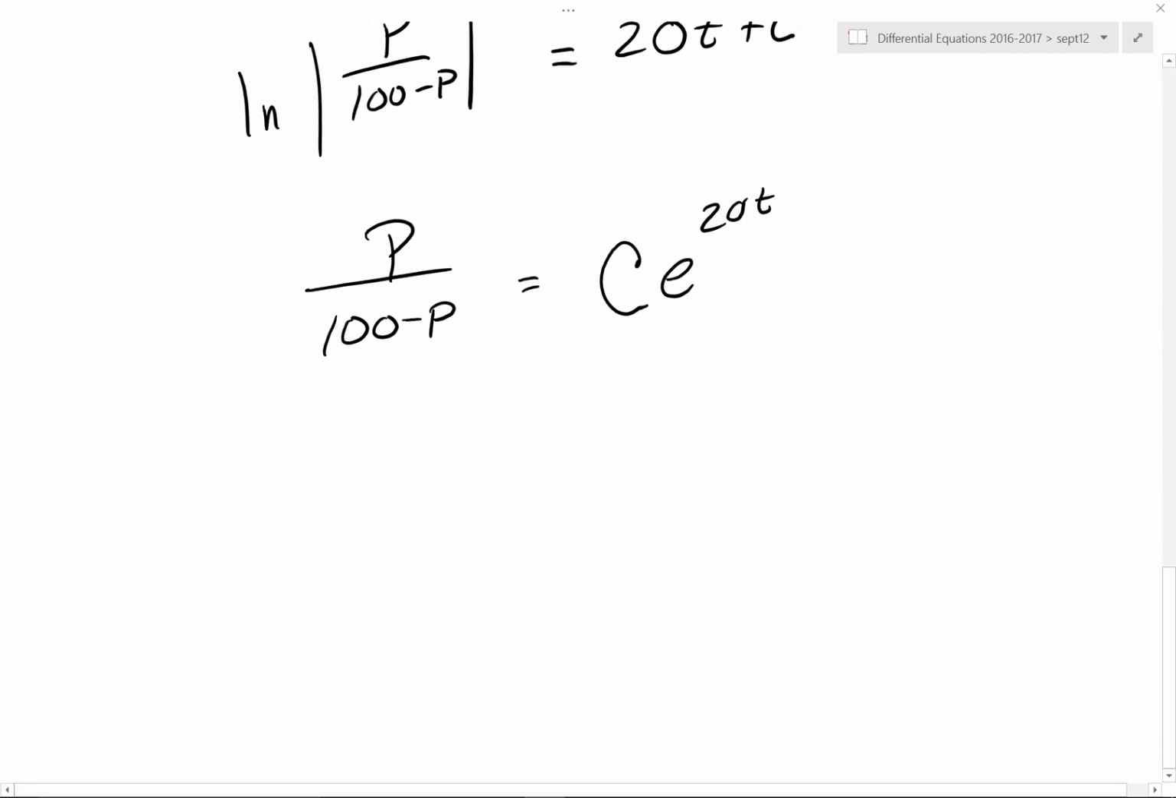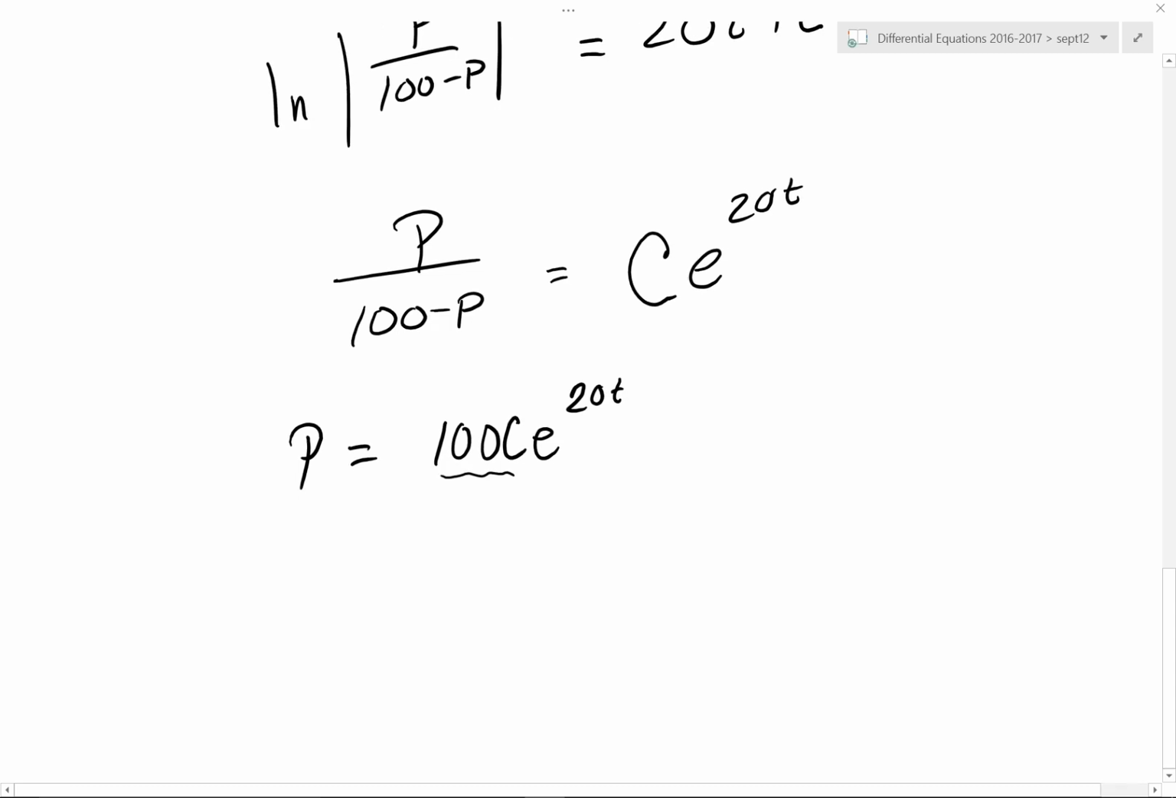So, how do I get P here? What do I do? Use your calculator. No. You need to be able to do this. So, I'm going to go ahead and write it like this. Technically, that is just a constant right there. So you could just write C right there if that made you happier. Minus P times C e to the 20t. Right? I just distribute it.